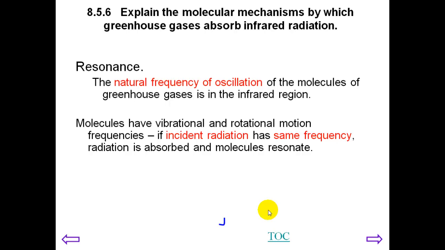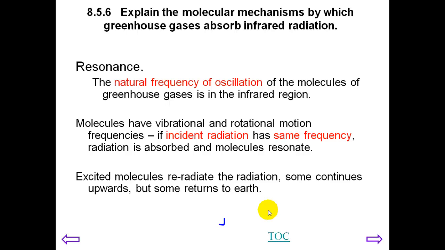And if these molecules are subject to radiation which is the same frequency, in other words in the infrared, then that frequency will be absorbed by the molecules and will make them oscillate even more. So they will start to resonate. When they start to oscillate and resonate, they become excited, and then basically they re-radiate this radiation. Now what happens to this radiation? Some of it gets emitted upwards into space, but some also gets re-emitted downwards.